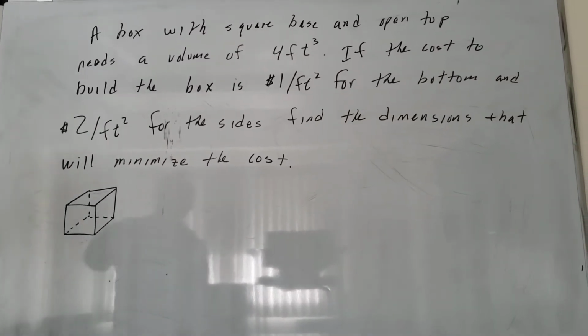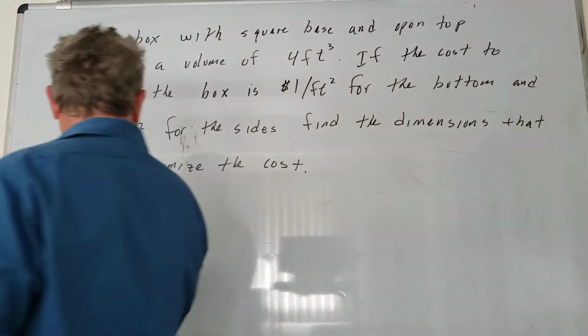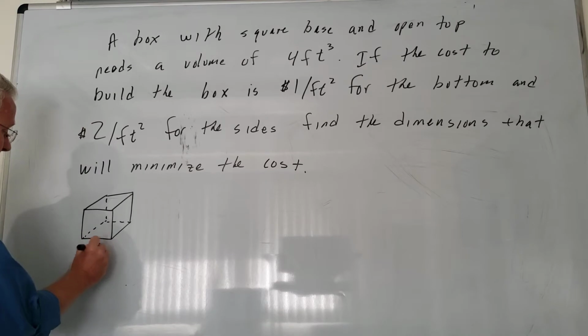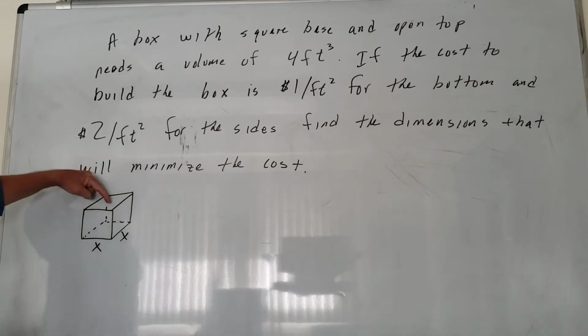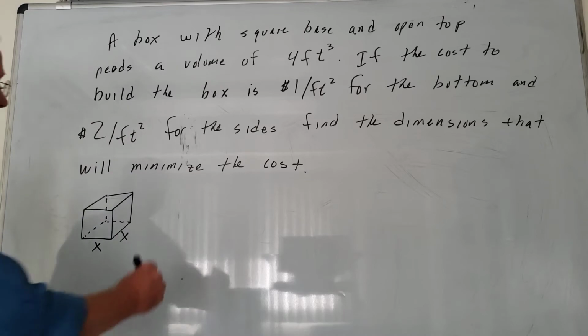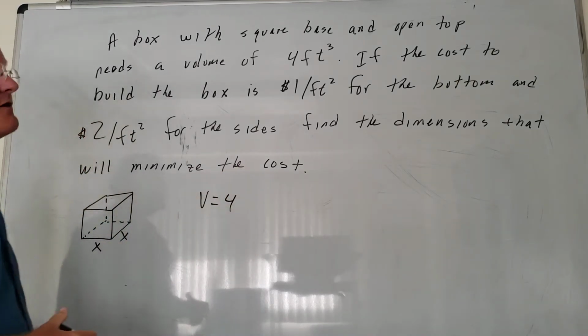Okay, so we have a box with a square base. That means the base of this box, by the definition of a square, has sides that are the same distance. There's no top on it, right? It's an open top. And the volume, let's just write that down, has to be 4 cubic feet.